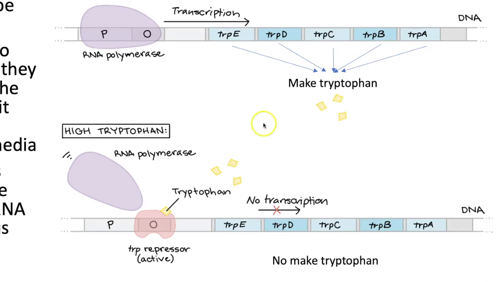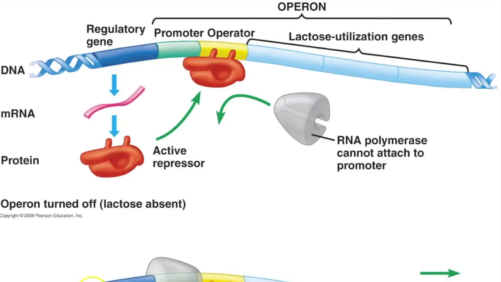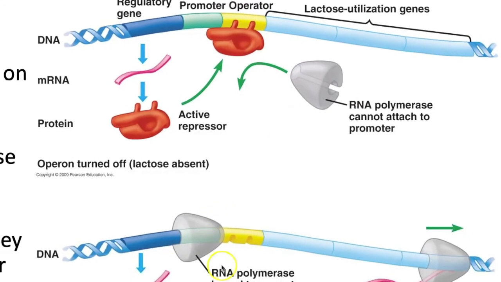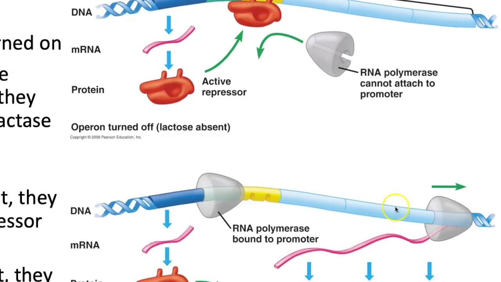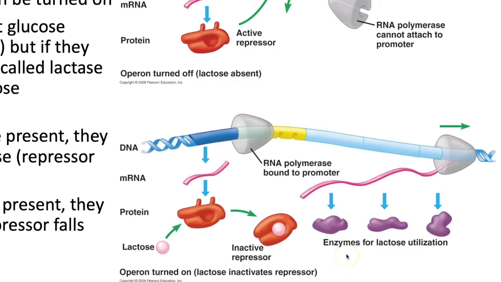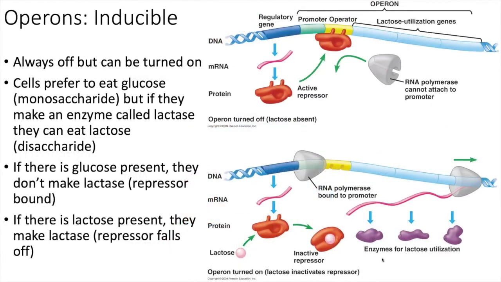In the trp operon, when tryptophan is present, it binds to the repressor and makes it stick to that operator region. As opposed to this one, where the repressor is normally stuck to the operator region, but when lactose shows up, it falls off. Then my RNA polymerase can come in, bind, and transcribe, and then we can translate those enzymes, and I can break down lactose. So those are bacterial operons, pretty straightforward. Those are the two classic ones that every micro class has to talk about.